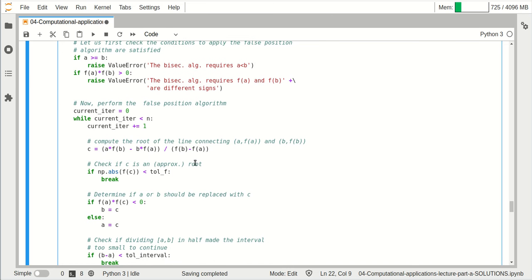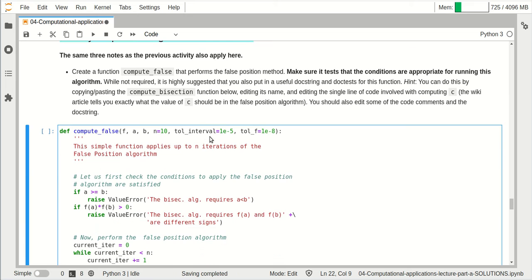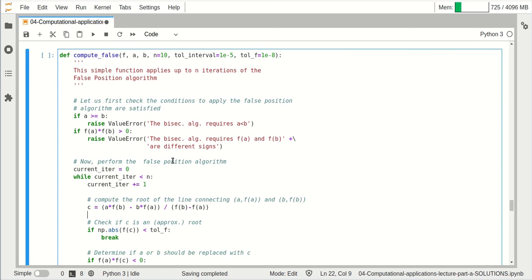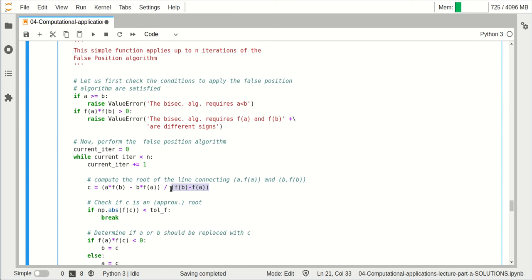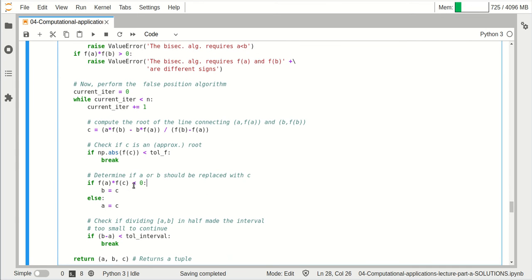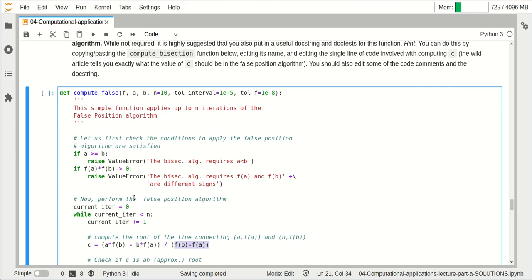We can have these same things here in terms of the checks and checking if the iterations are too small. Now, we do need to make sure that the conditions are appropriate for running this algorithm. One of the things that can happen here is you could potentially divide by 0 if f of b and f of a ever become the same thing. That won't necessarily happen here. As long as these are different signs, and we're testing that here as well, they can never be equal to each other. So we don't have to check anything here. Basically, the same conditions that hold for bisection hold for compute false.